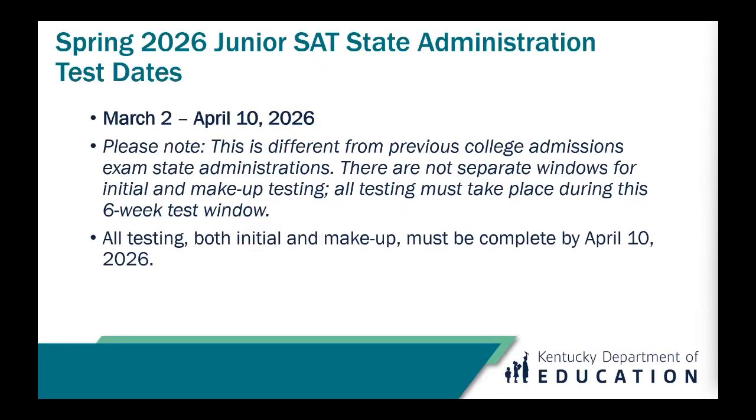The test dates for the state administration are March 2nd through April the 10th. Please note that this is different from previous college admissions exam state administrations. There are not separate windows for initial and makeup testing. All testing must take place during this 6-week window. All testing, both initial and makeup, must be complete by April 10th.